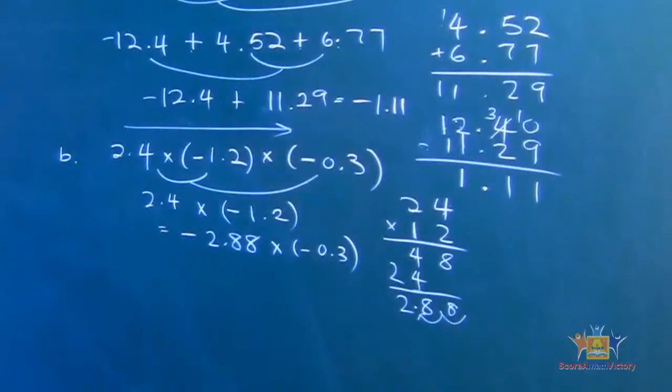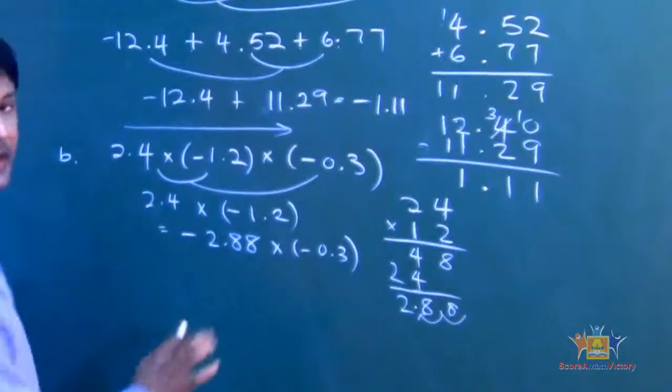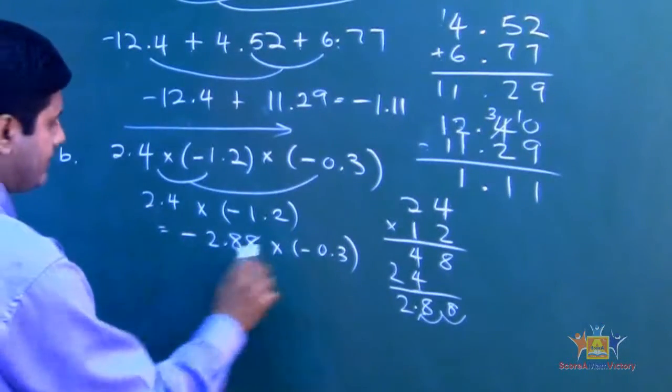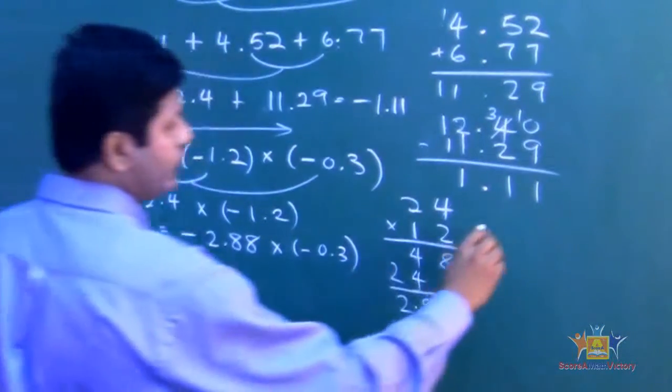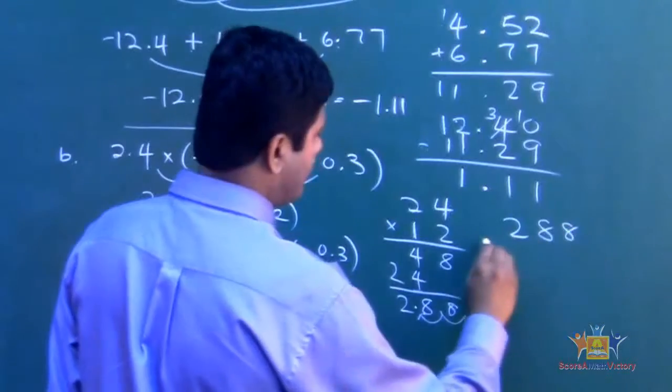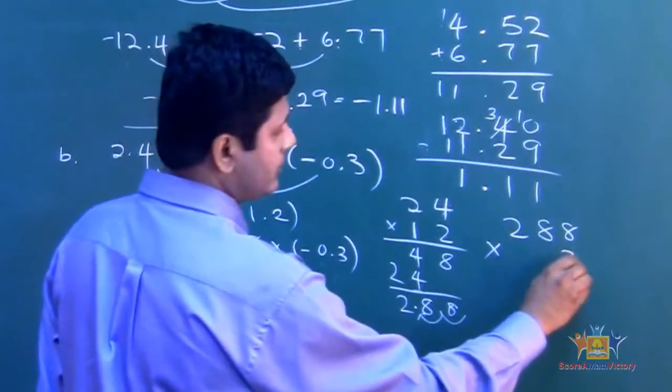0.3. See that? Again, I'm going to do the same procedure, which means what? Forget the decimals, all right? And we know negative times negative is going to be what? Positive. My final answer is going to be positive, all right? So I'm going to take 288, I'm going to multiply that with, see, when I forget the decimal on this one, it becomes what? 3.